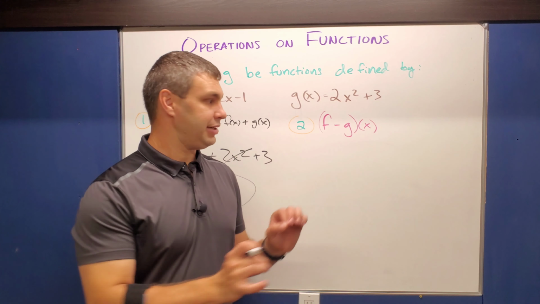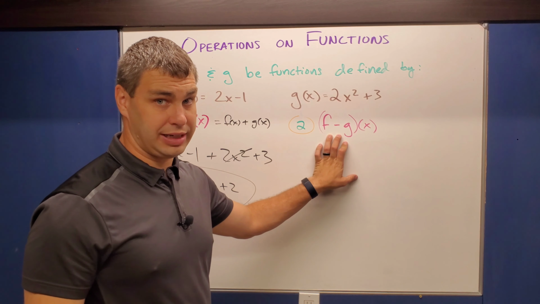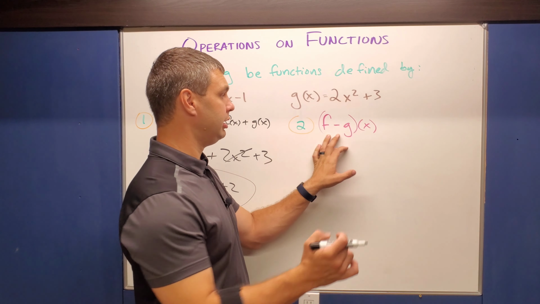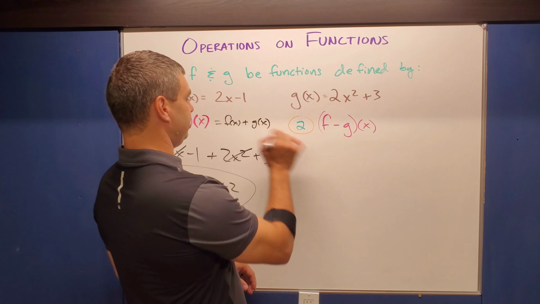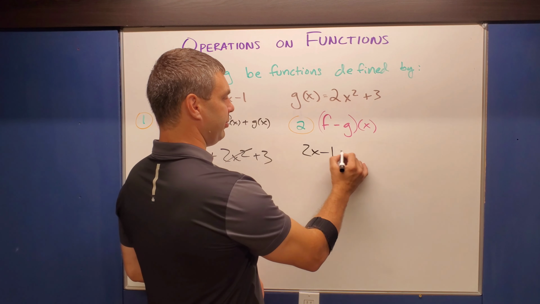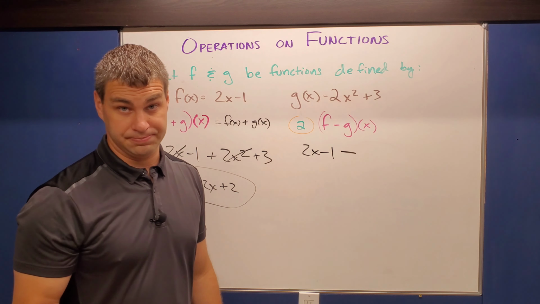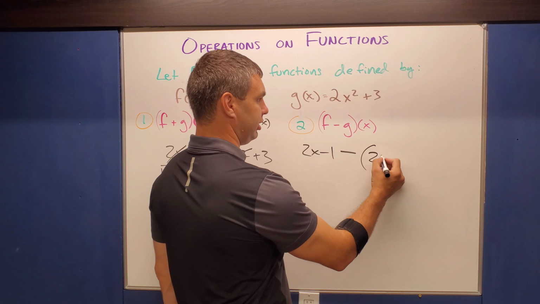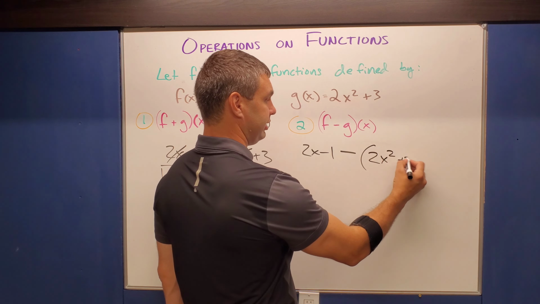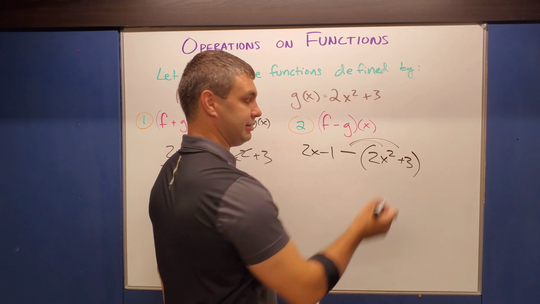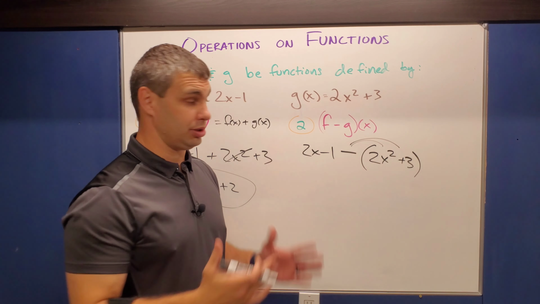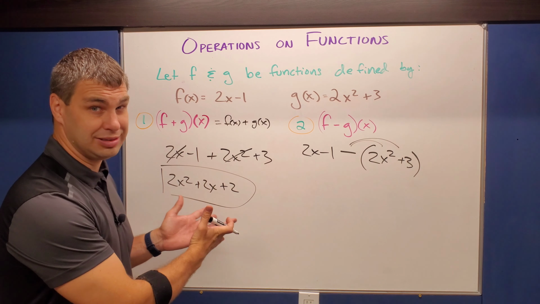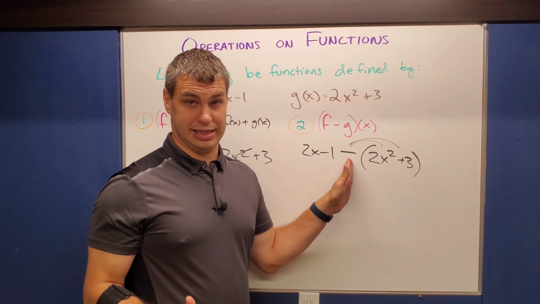Same idea for the second one. It's just F minus G of X, but with negatives you have to be a little bit careful because we're still going to take all of F, which is 2x minus 1, but then I'm subtracting all of G. And when I subtract this, you might want to put it in parentheses because since you're subtracting all of G, it's 2x squared plus 3. This negative does have to get distributed in. If you don't do that, you will end up making it look a lot like the first one, and we want to be subtracted, not added.